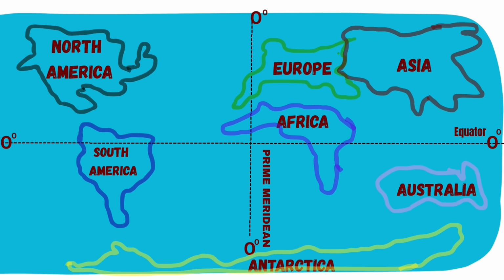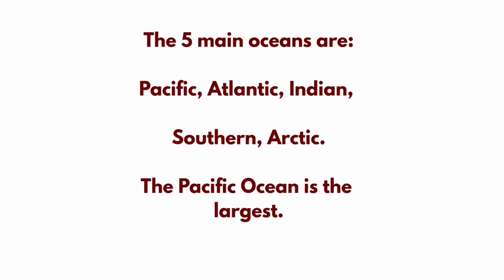Okay. Now we will talk about the main 5 oceans. We have 5 main oceans, but the Pacific Ocean is the largest ocean. The 5 main oceans are the Pacific Ocean, Atlantic Ocean, Indian Ocean, Southern Ocean, and Arctic Ocean.